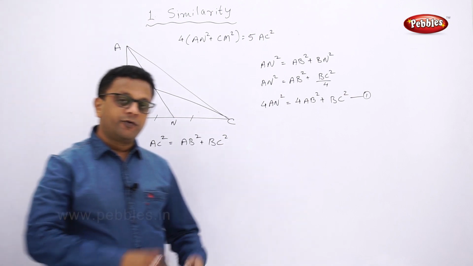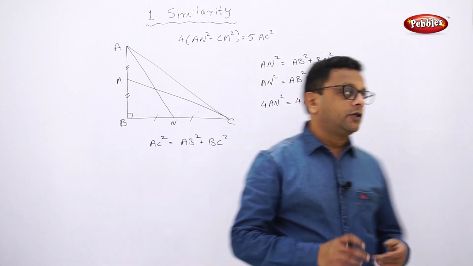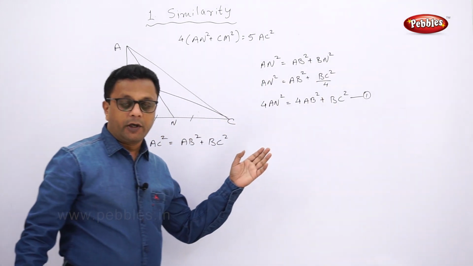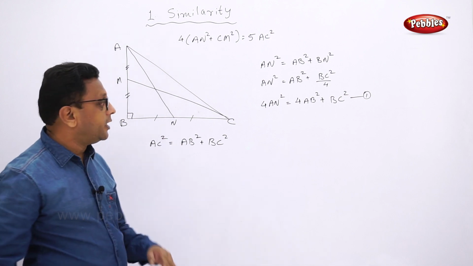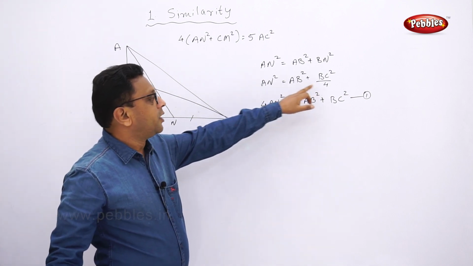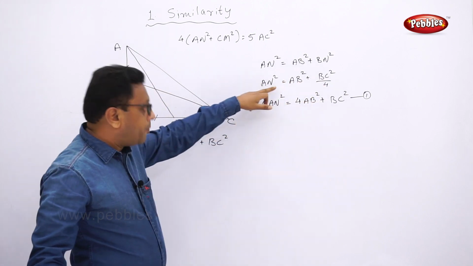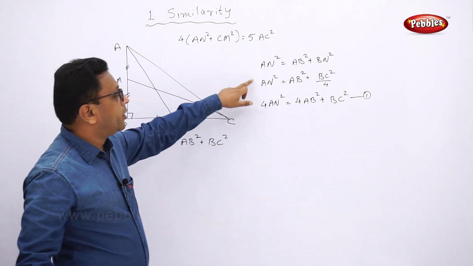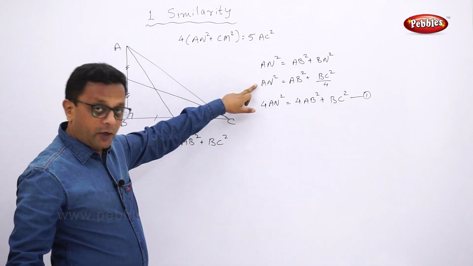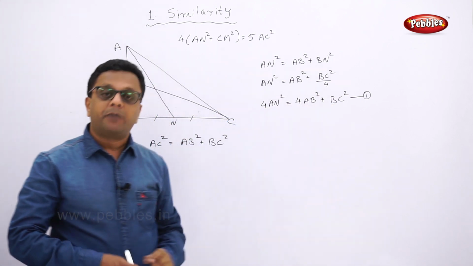Now many students will say in comments that they have not understood how this expression comes. This is what I am telling you, you should know the arithmetic properly. What I did, first of all, cross multiplication. So 4AN square upon 4 equals 4AB square plus BC square upon 4. Now that denominator 4 will go here, so it will become 4AN square. So 4AN square is equal to 4AB square plus BC square.